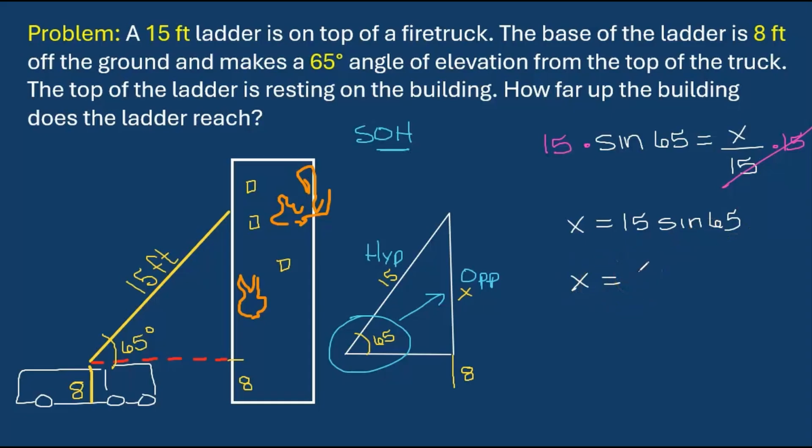So x equals 13.6 approximately. Don't forget, we have to add in that extra 8 to figure out how tall the building is. So this gives us a total length of where the ladder reaches of approximately 21.6 feet.